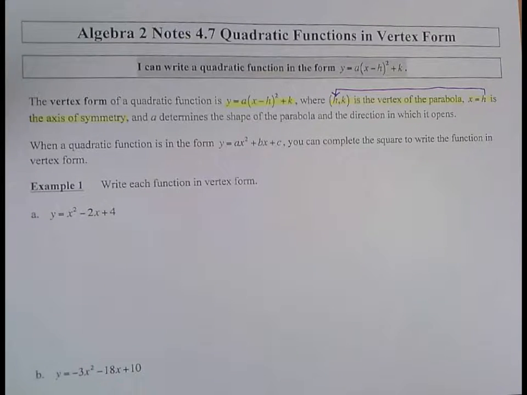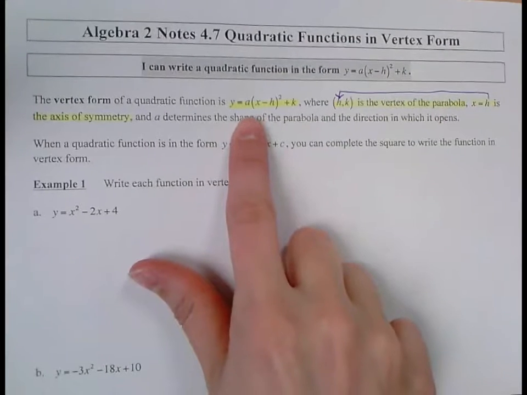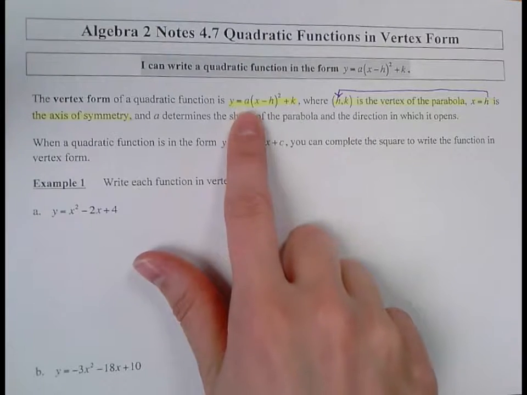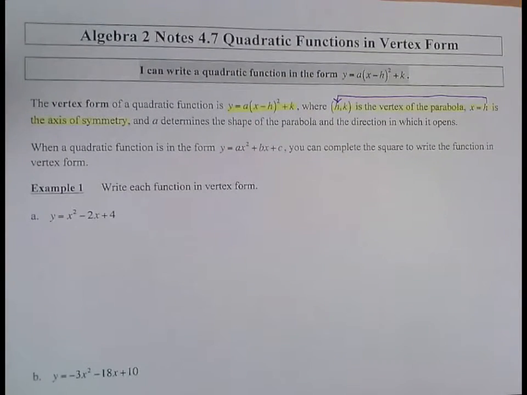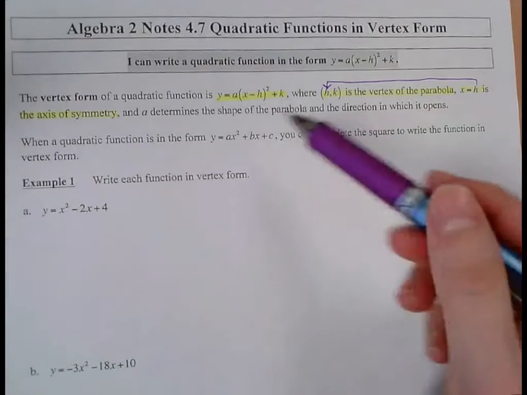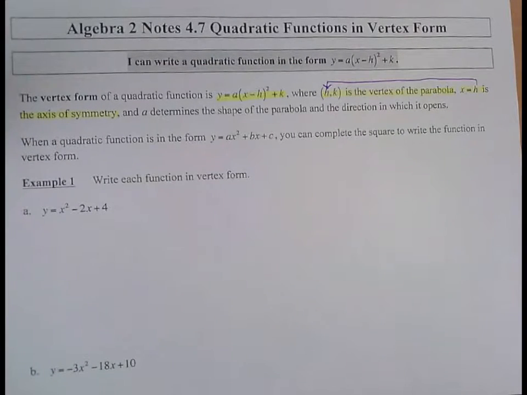So the a still functions the same way, meaning if you want to determine if a parabola is going to open up or down, we said in standard form, if a was positive, it opens up. If a was negative, it opens down. That is the same thing here. If the a value is positive, this is going to open up. Negative, it's going to open down. So the a value is the same. But then notice this equation has an h and a k, where the other has a b and a c, because those represent different values.